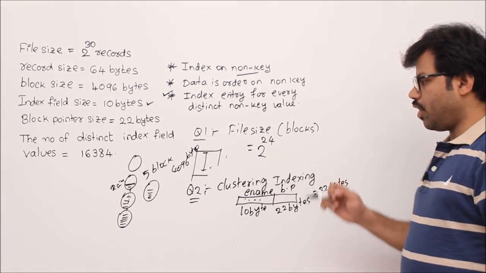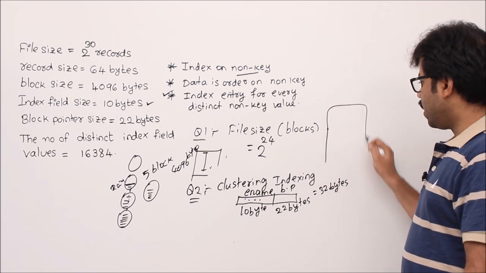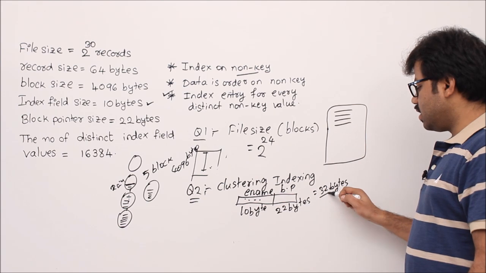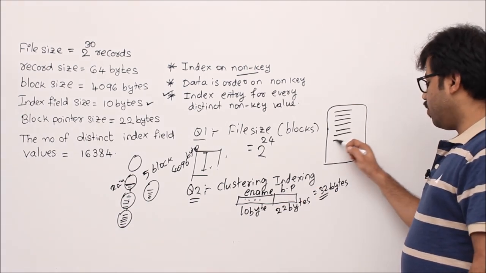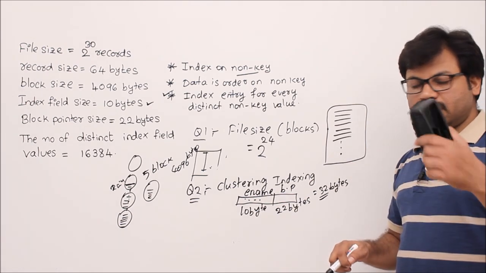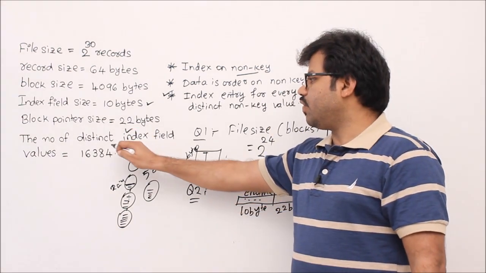Now let me ask a few questions. How are you going to create the index? What is the structure of your index? In your index, you will have entries like this. We know that each entry is 32 bytes, we just calculated. But how many entries do we fill? One entry for one distinct record, right? That means distinct values on that non-key field. How many distinct index fields do we have?